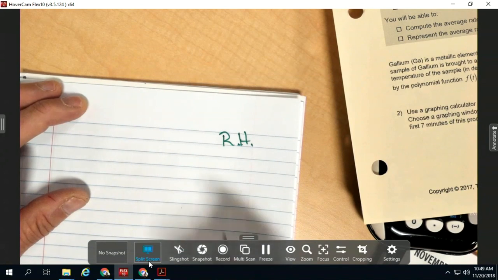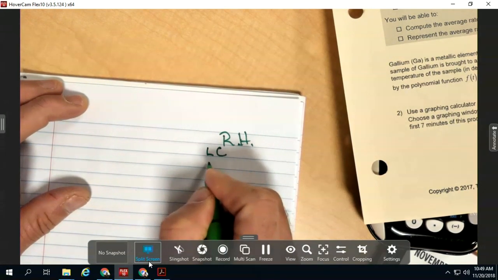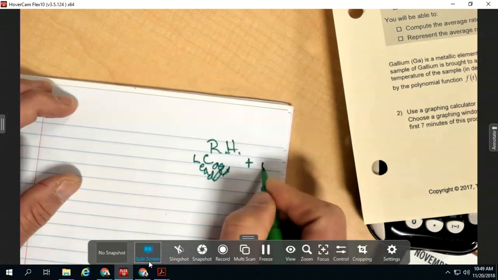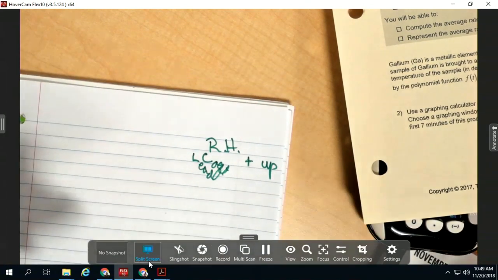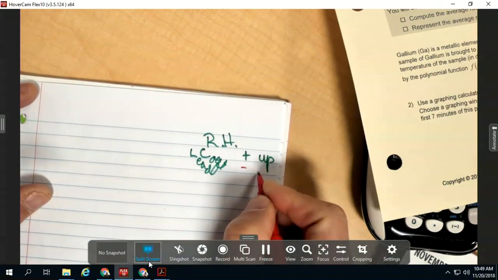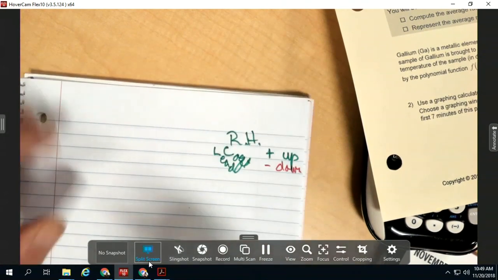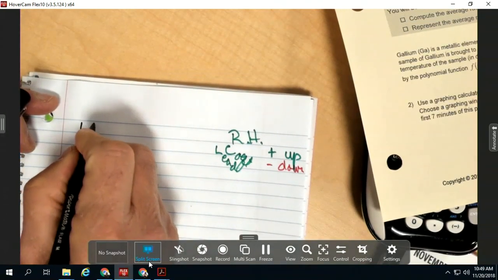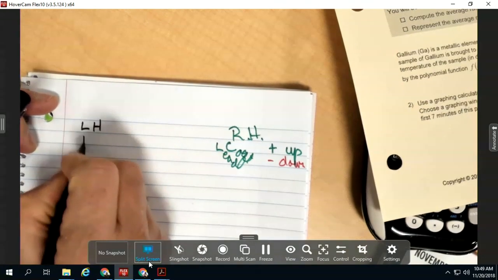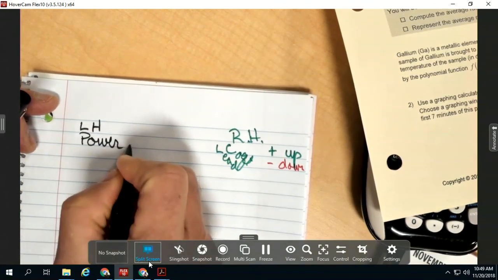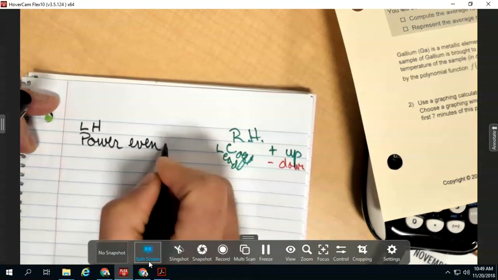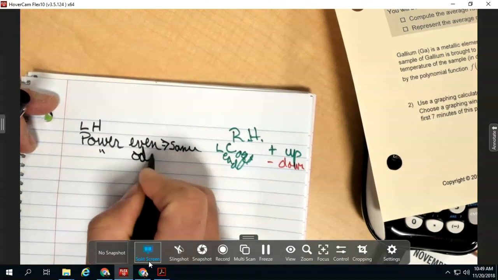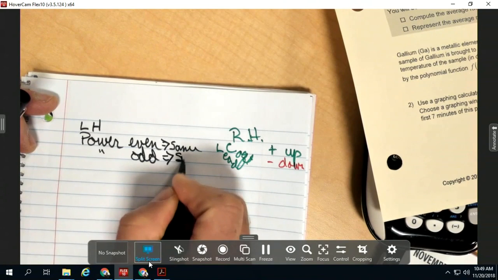Here's a rule. Let's talk about the right-hand end. If the leading coefficient is positive, we end up. If the leading coefficient is negative, we end down. Let's talk about over here on the left hand. If the power is even, it's the same. If the power is odd, it switches.